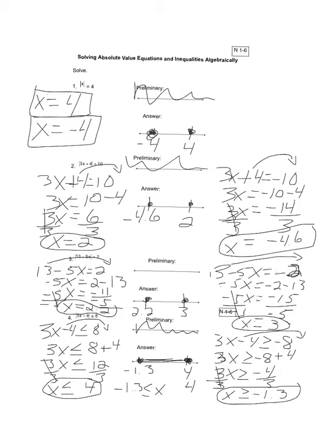X is greater than negative 1.3. Okay, now on the other side, X is less than or equal to 4. I go ahead and put that in. X is less than or equal to 4. That's my final answer. The signs did not change.